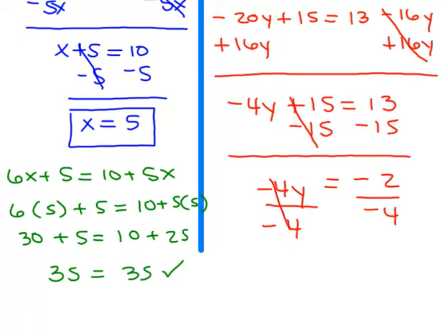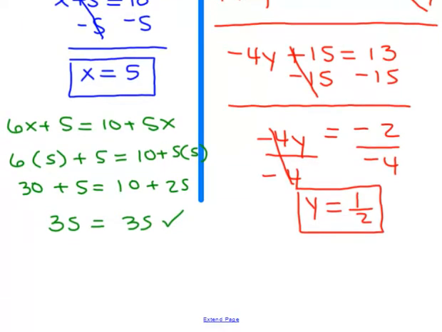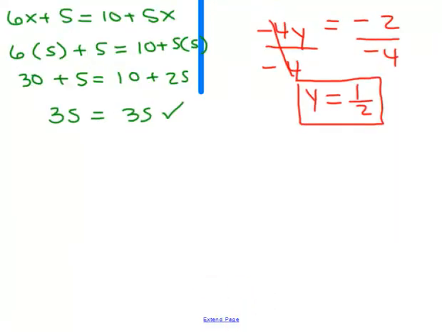Okay, these cancel. So here I have y equals negative divided by a negative is a positive, and this is 2 over 4, which is 1/2. And another way you could write that is 0.5. But I should always check my work.